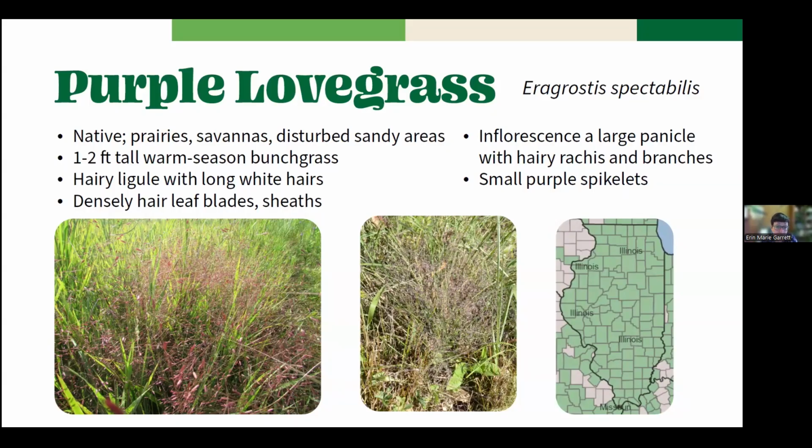This one is super hairy. We're going to have a lot of hairs on this grass, a hairy ligule. We're going to have densely hairy leaf blades and leaf sheaths. Within our inflorescence, within that panicle, we're going to have a hairy stem or rachis. We're going to have hairy branches. And then we're going to have these really, really small purple spikelets that are held on all of those branches.